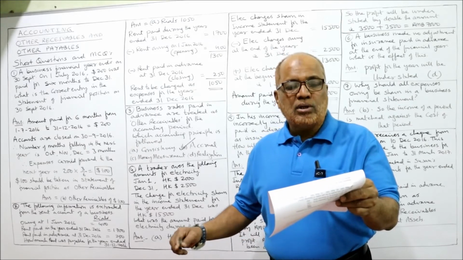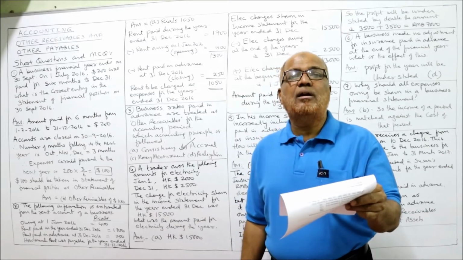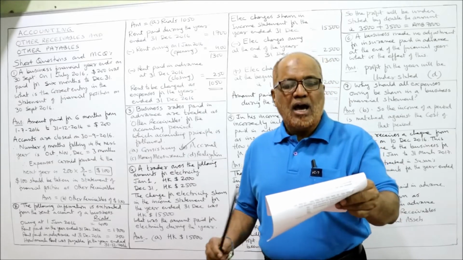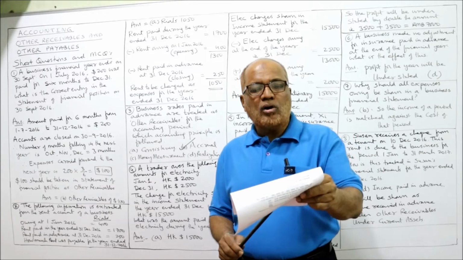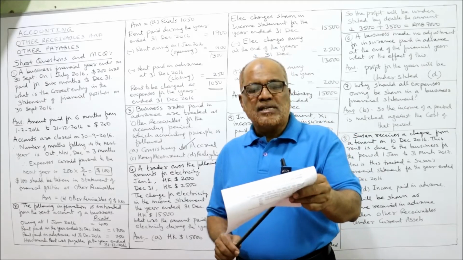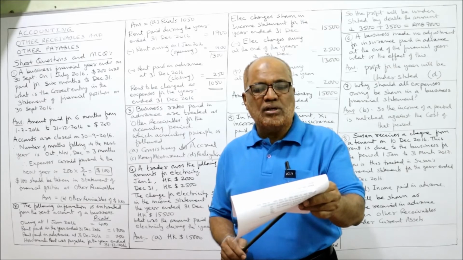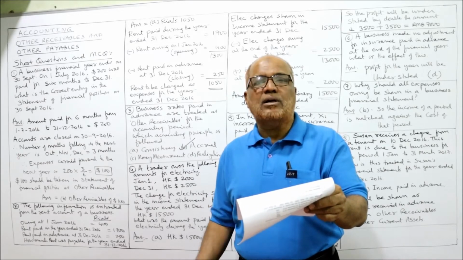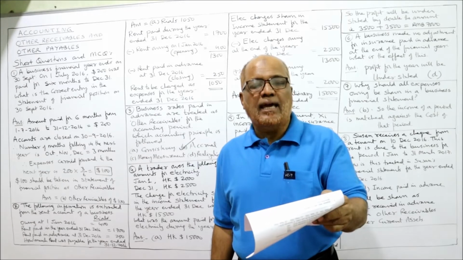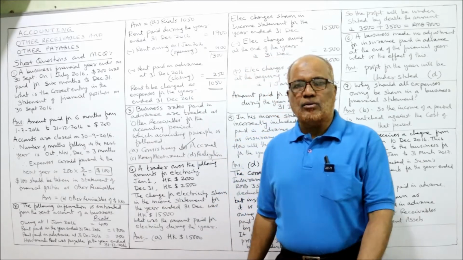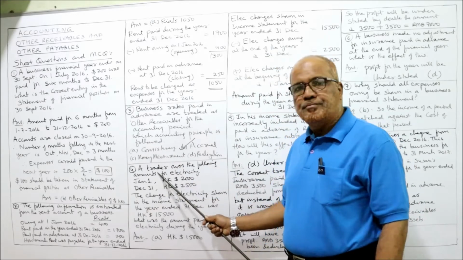What was the amount paid for electricity during the year? Answers are given. A, Hong Kong dollars 15,000. B, Hong Kong dollars 15,500. C, Hong Kong dollars 16,000. D, Hong Kong dollars 20,000. The answer is A, Hong Kong dollars 15,000. How do we get that 15,000? Now I am going to explain it.